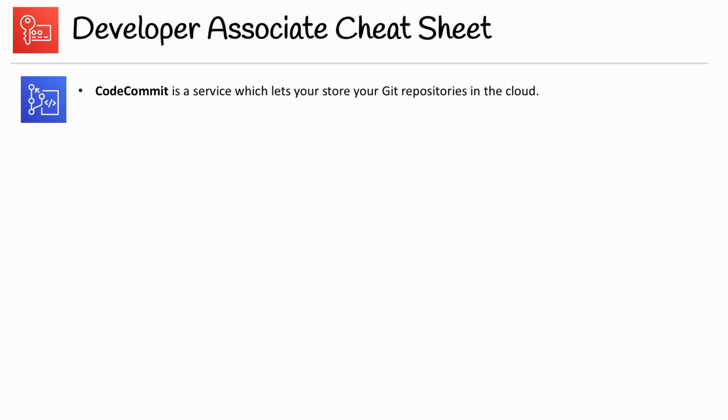So here we're onto the Developer Associate cheat sheet, and this is just a bunch of loose things that didn't deserve their own cheat sheet, so I just decided to make this all wrapped up in a single cheat sheet. So the first is CodeCommit. CodeCommit is a service which lets you store your Git repositories in the cloud, and CodeCommit is in scope of many compliance programs such as HIPAA. So the emphasis here is that CodeCommit is really good about security for Git repositories.